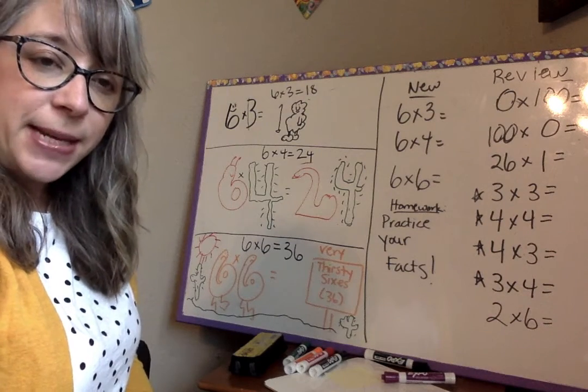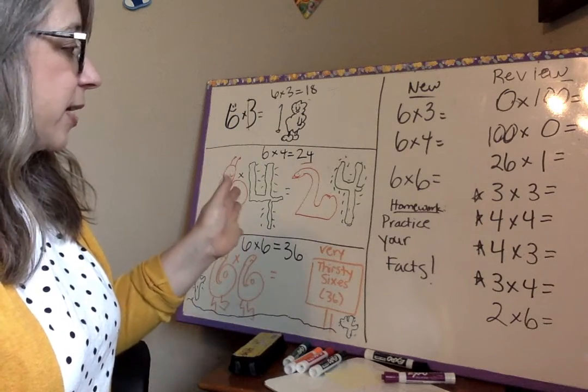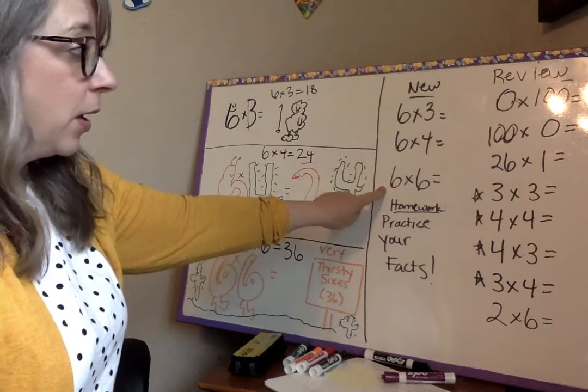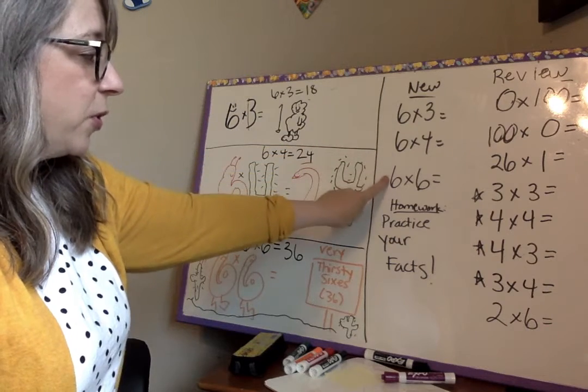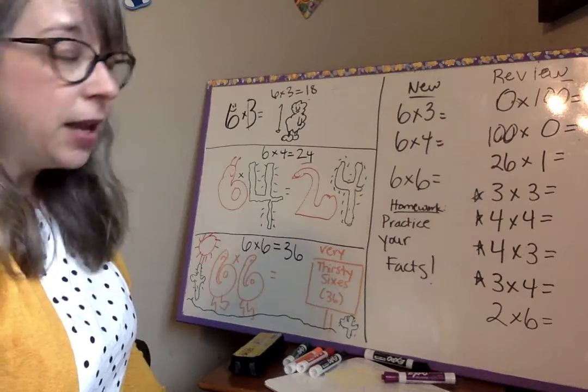It's math time again. Today we're going to talk about our sixes. We're going to do 6 times 3, 6 times 4, and 6 times 6. But first let's review what we did yesterday.